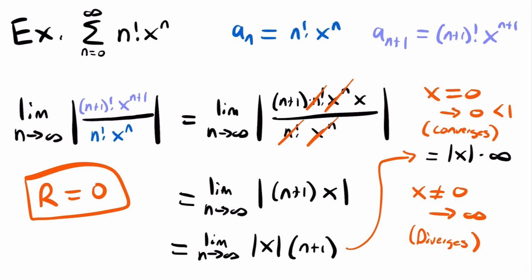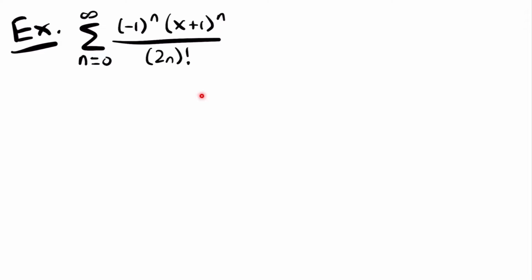Okay, let's look at another example. Okay, so here's our next example. This time our series is the sum from n equals 0 to infinity of -1 to the power of n times the quantity x plus 1 to the power of n divided by 2n factorial.